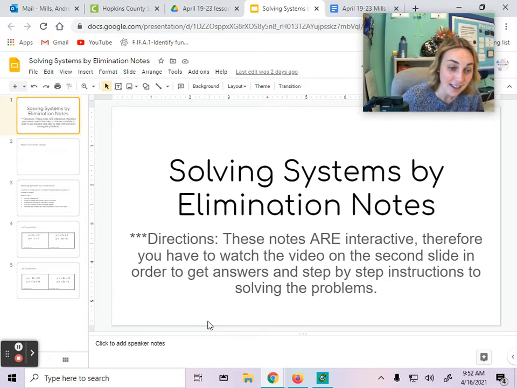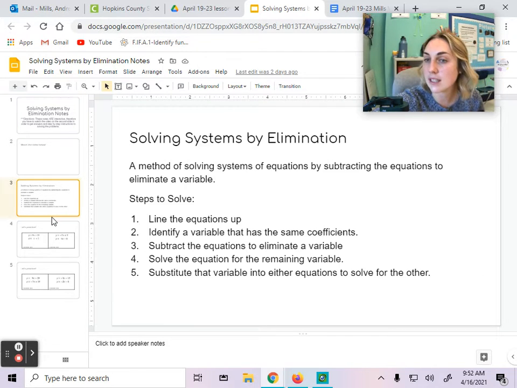So let's look at the steps real quick to solving systems by elimination. All right. Again, guys, listen. You can solve systems however way you want to. You can solve it by graphing if you prefer that. You can solve it by substitution if you prefer that. But elimination is another way that you can solve it if that's the easiest way for you.